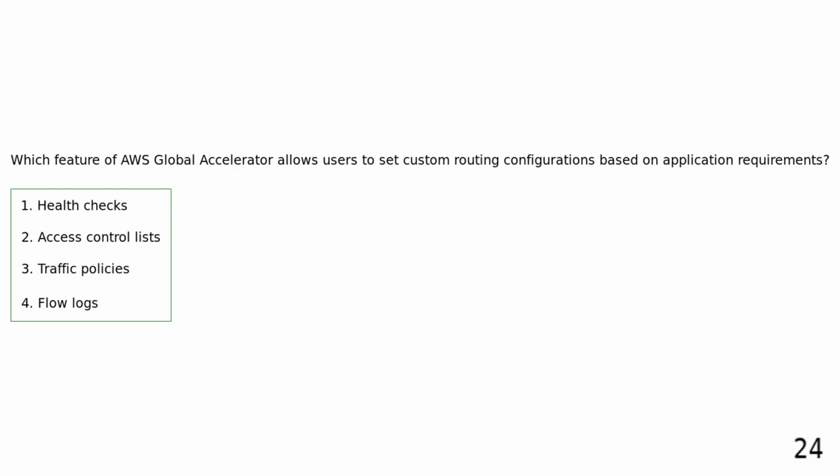Which feature of AWS Global Accelerator allows users to set custom routing configurations based on application requirements? Health checks. Access control lists. Traffic policies. Flow logs.